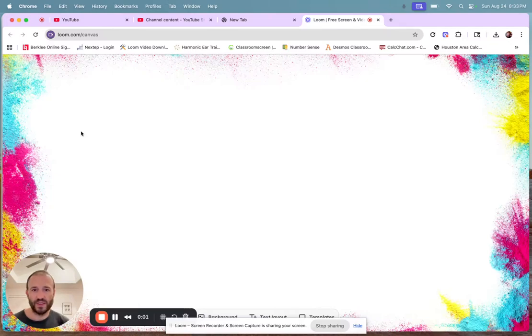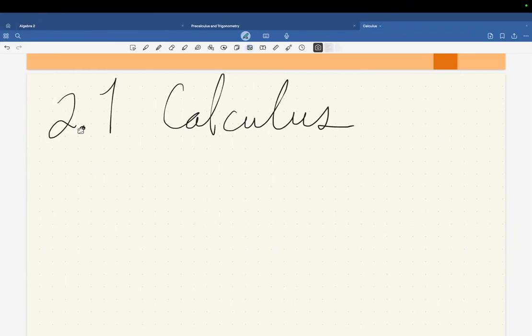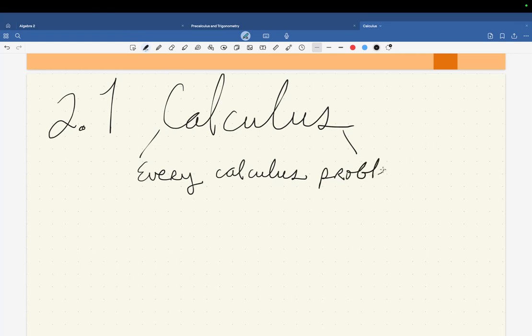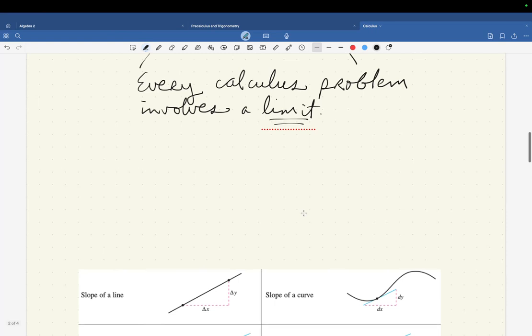Let us continue our explorations. We are in Calculus 2.1, and we're dealing with this idea of what is calculus? So what is this study? On the most basic level, every calculus problem involves a limit. And what is a limit? So that's a big part of what we're going to be studying in the beginning.